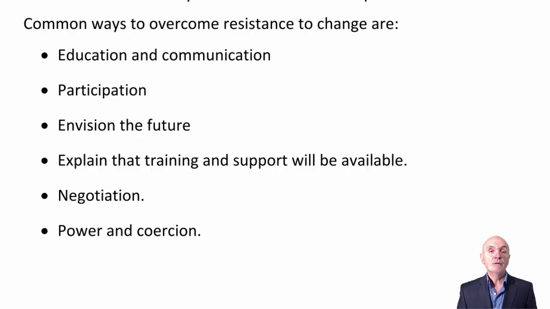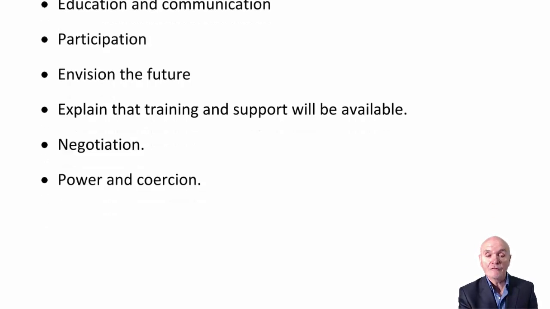And then power and coercion. If all else fails, you can say, I'm sorry, if you can't adapt to this new system, then you will have to find another job. We'll give you support and training, but after 3 months of trying to do it, if you still can't do it, then that is grounds for dismissal. It's a bit tough, maybe getting there. It is pretty much a last resort, but it is a last resort that employers often have.